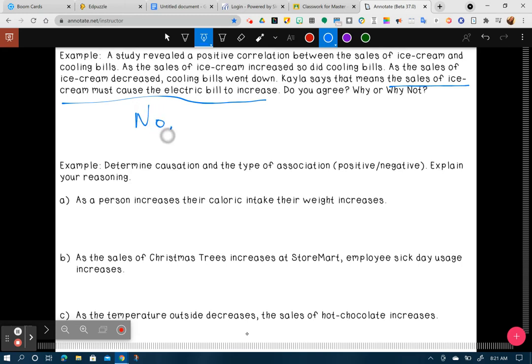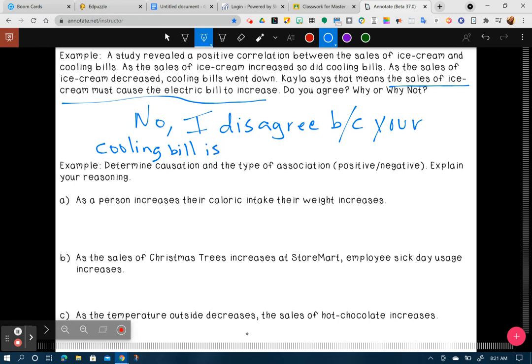Okay. No, it does not cause one to increase. So I disagree because your cooling bill is affected by the outside temperature, not ice cream sales, right?